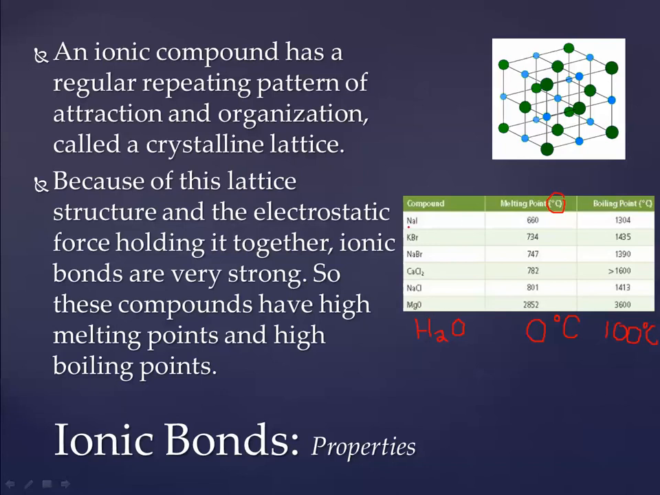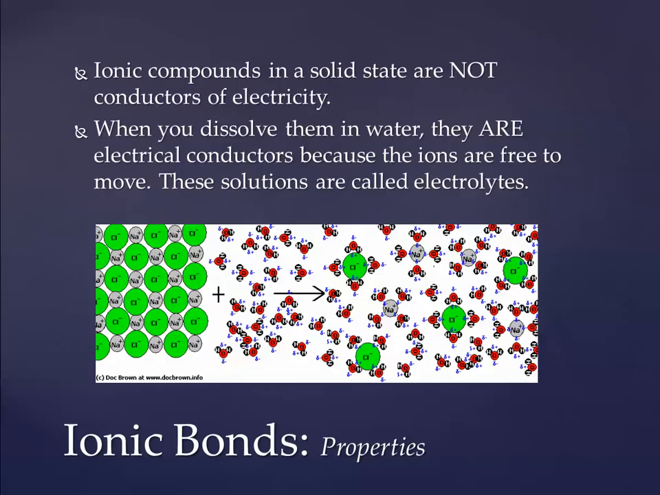So NaI, sodium iodide, has a melting point of 660 degrees Celsius. That's really high, especially compared to water. But look at its boiling point, 1304. Very, very high boiling point. And this is because the ionic bonds are so strong.